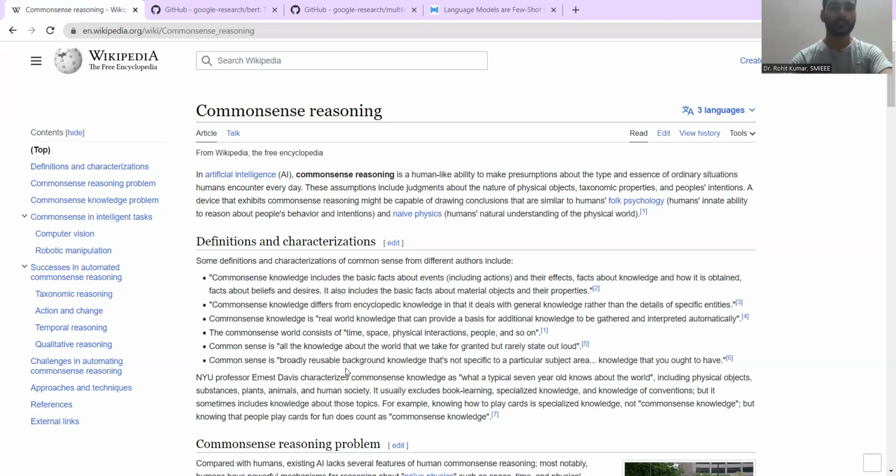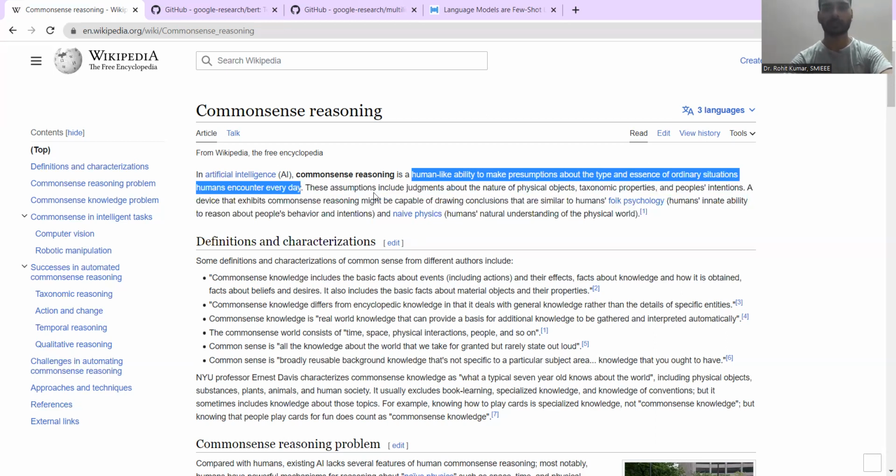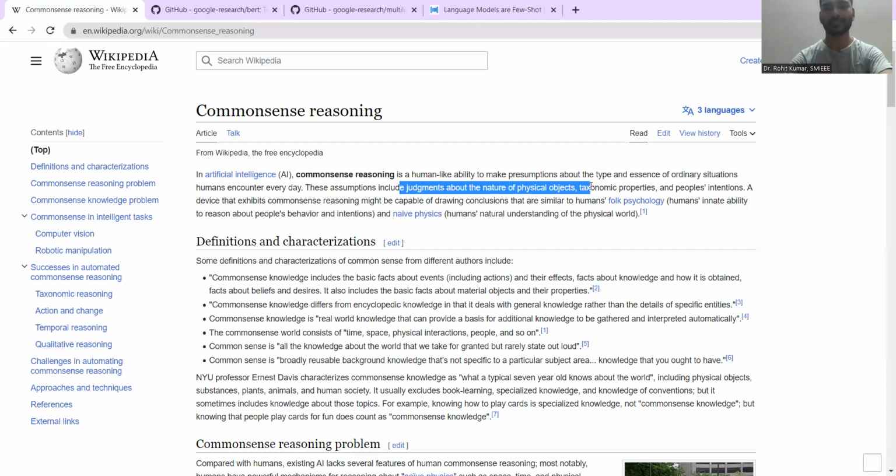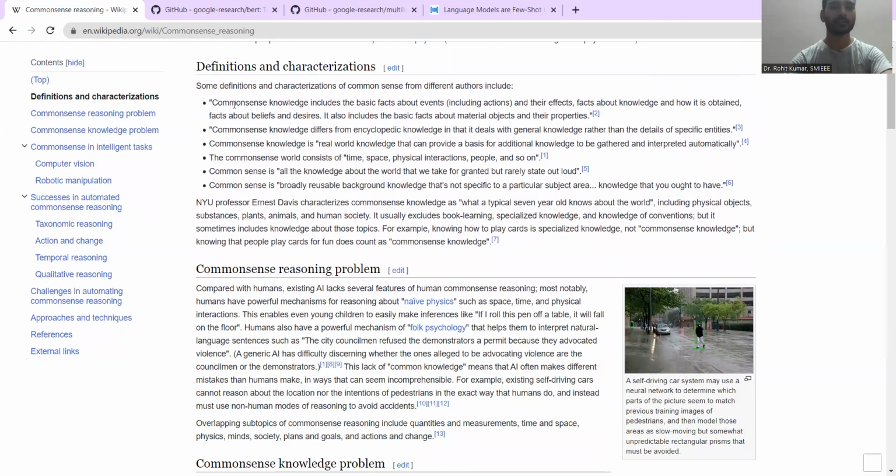Now, in the AI age, this common sense reasoning is supposed to be a human-like ability to make presumptions about the type and essence of ordinary situations humans encounter every day. As I was telling you, we humans or living entities make everyday judgments and everyday decisions. If the machine is making the same sorts of decisions, then it is termed common sense. These assumptions may include judgments about the nature of physical objects, taxonomic properties, or people's intentions.